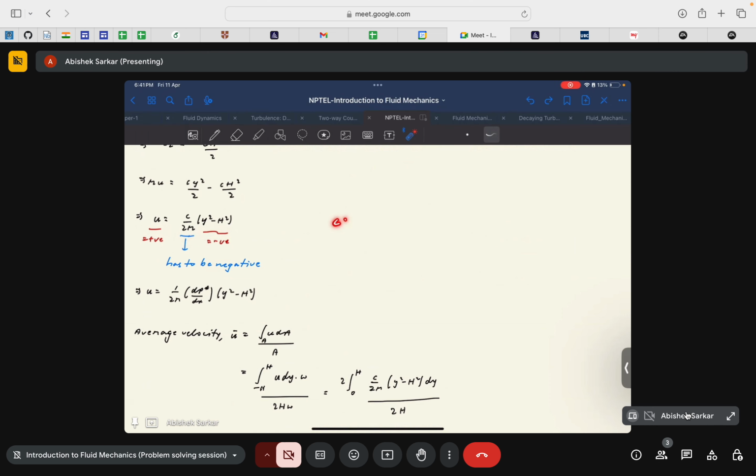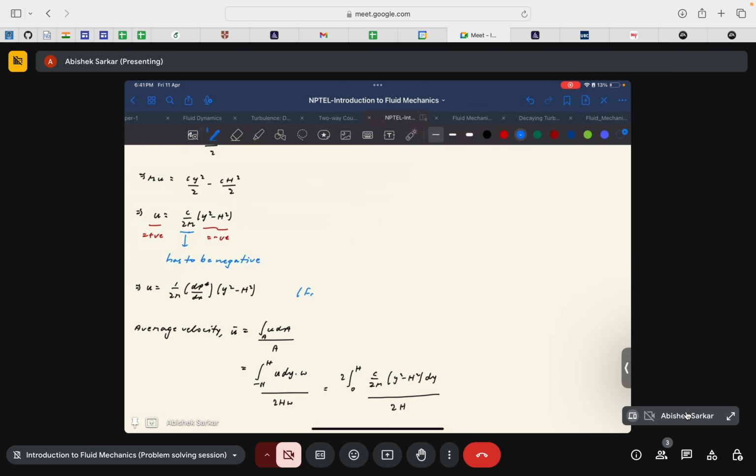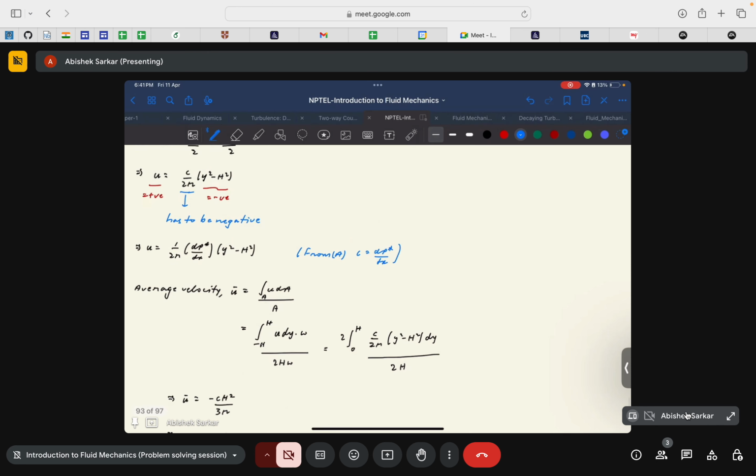And we know that c is equal to dp star by dx from equation a. Let me just write it. From a, c is equal to dp star by dx. Then u is equal to 1 by 2 mu dp star by dx times y square minus h square, where dp star by dx has to be negative for the flow to be in the positive x direction. So this is the velocity profile in the case of flow between two parallel plates.